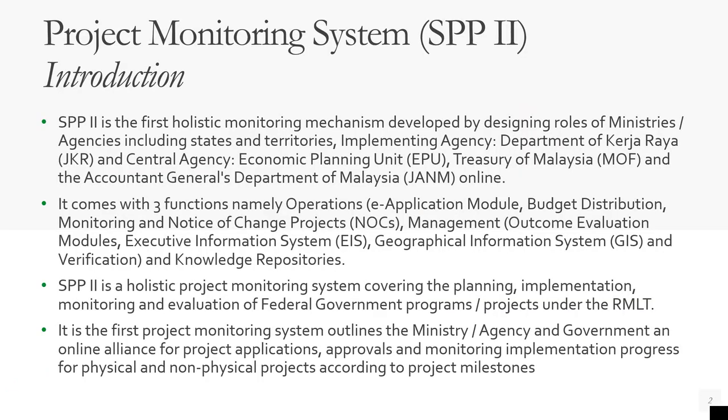First of all, I will talk about the introduction of this SPP2. SPP2 is the first holistic monitoring mechanism developed by designing online the role of the ministry, agency including state and territories, implementing agency Department of Kerja Raya (JKR) and Central Agency Economic Planning Unit (EPU), Treasury of Malaysia (MOF) and the Department of Malaysia Accountant General (JANM).